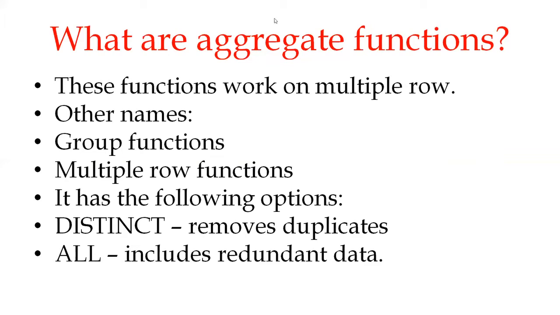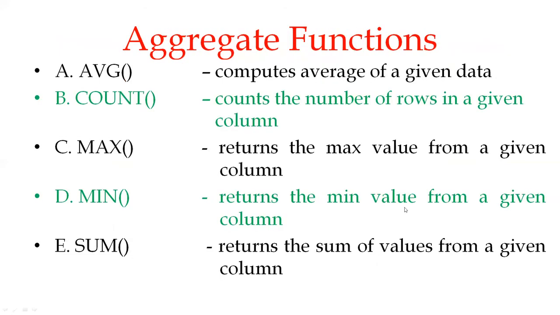What are the functions that are available in aggregate? I have 5 functions, namely average, count, max, min, and sum. Average is used to compute the average of given data, whereas count gives the number of rows in a particular column. Max returns the maximum value of a given column. Similarly, min returns the minimum value from a given column. Sum returns the sum of values from a given column.